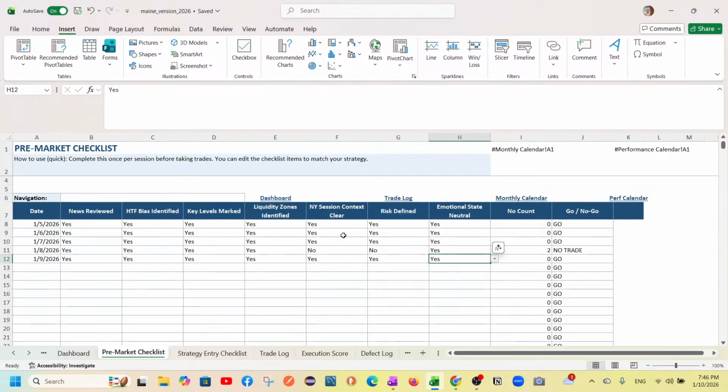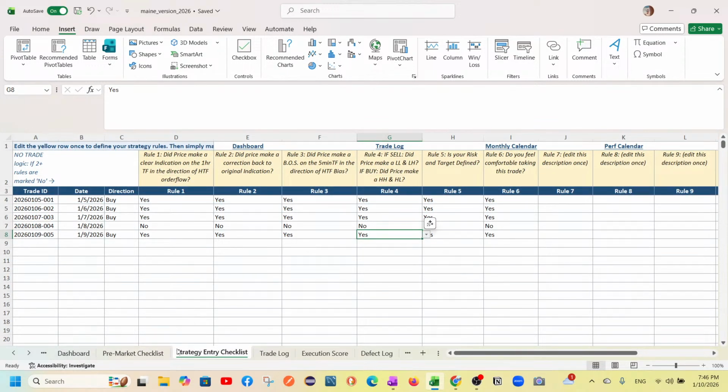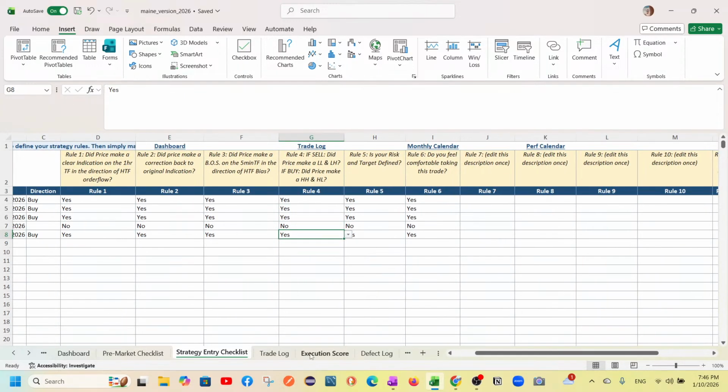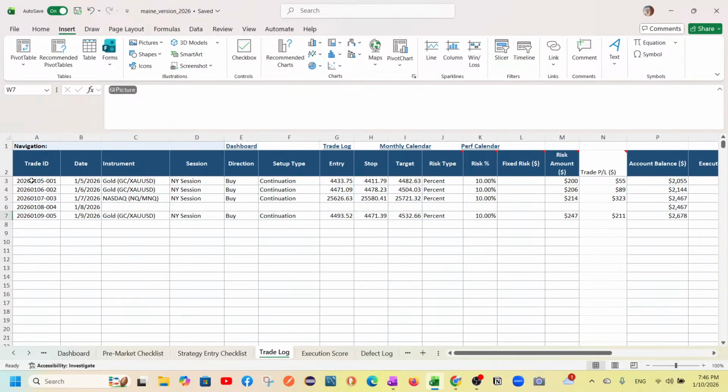Again, I have a pre-market checklist that tells me when to trade and when not to trade. If you make it past the pre-market checklist, I do have a strategy entry checklist, which also tells you when to trade, if there's a high probability trade or no trade, and so on and so forth. So looking at our trade log on Monday, we shall head over to gold and see what our setup was here.